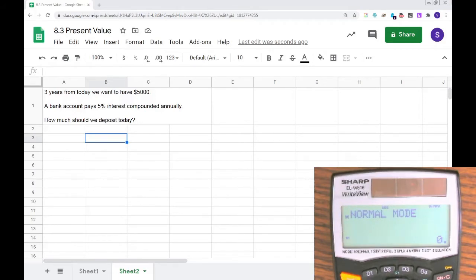Let's look at a different type of problem. 3 years from today, we want to have $5,000. A bank account pays 5% interest compounded annually. How much should we deposit today? So in this question, we know how much we want at the end, but we're trying to figure out how much we should start with. So we have this situation. So what we can do is actually work backwards.